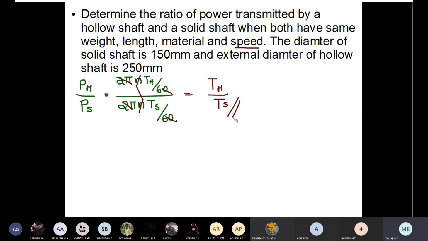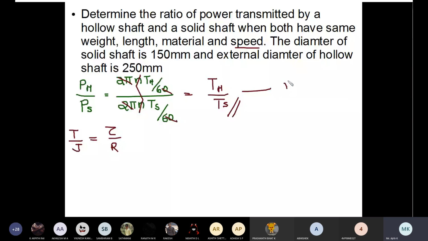And how can you find out what TH and TS are? For that, you have to use the torsional equation, T by J is equal to tau by R. So use this equation once for the solid shaft and a second time for the hollow shaft, get the expression for T, and substitute in equation number 1, you will get the final answer.